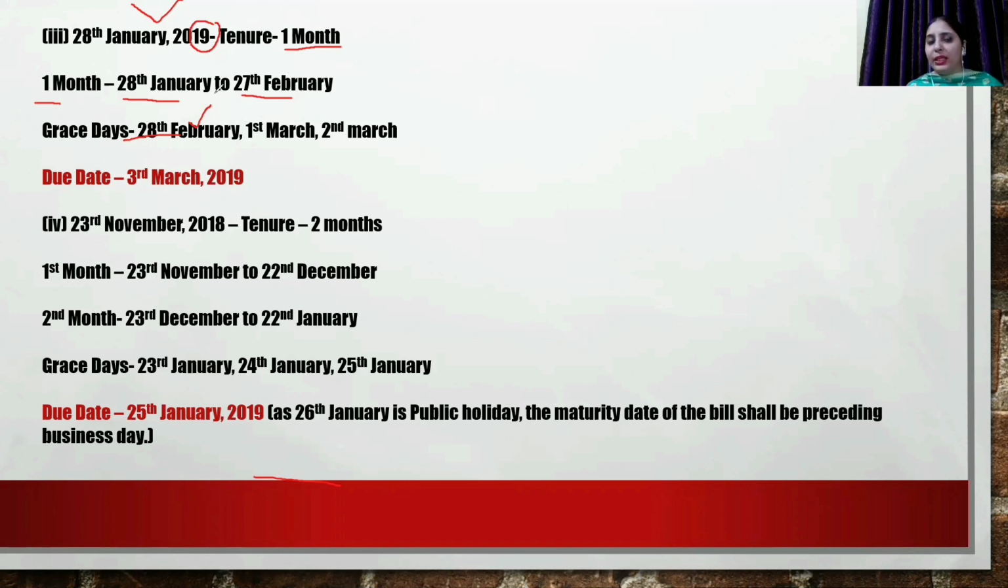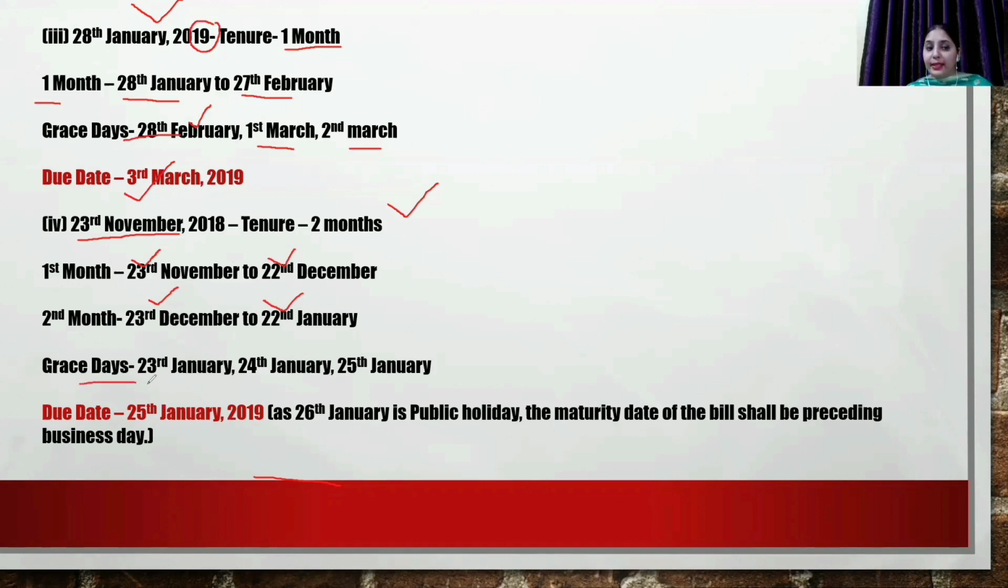So as it is not a leap year, grace days will be added: 28th February, 1st March, 2nd March. So payment will be made on 3rd March 2019. Next part, date of transaction is 23rd November 2018. Tenure is 2 months. So we'll start from the date of transaction, 23rd November to 22nd December. Second month will start from 23rd December. It will end on 22nd January.